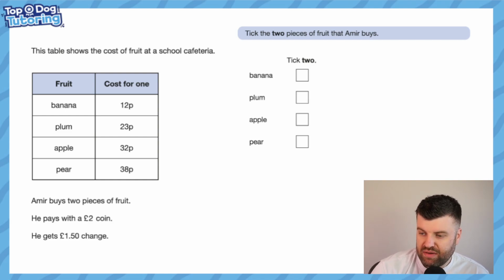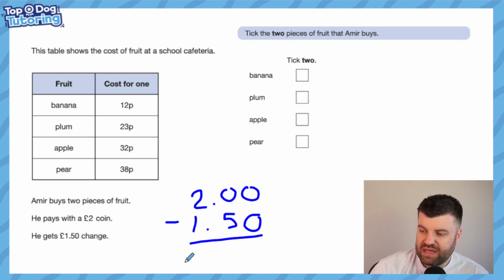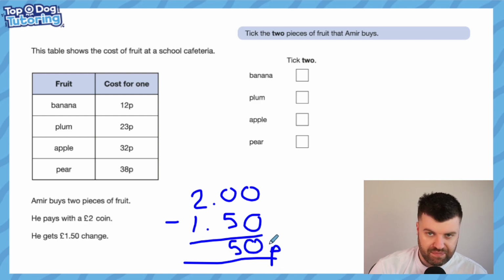He pays with a £2 coin, and he gets £1.50 change. That means the difference between £2 and his change, which is £1.50, will be the amount that he spent. We could use column method here, or you could count on from 150 to know that must just be 50p. So we know that the 2 pieces of fruit that Amir bought add up to 50 pence.